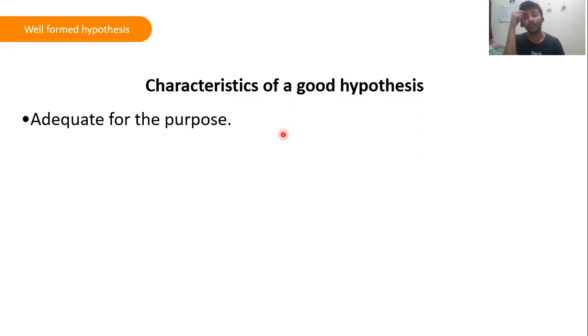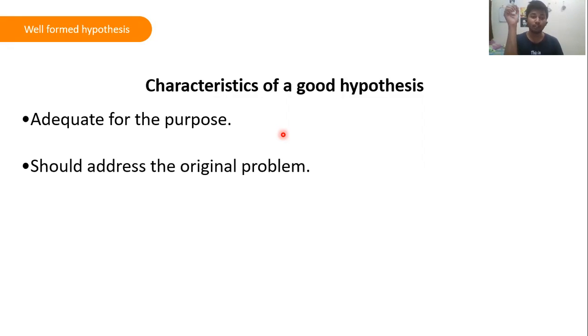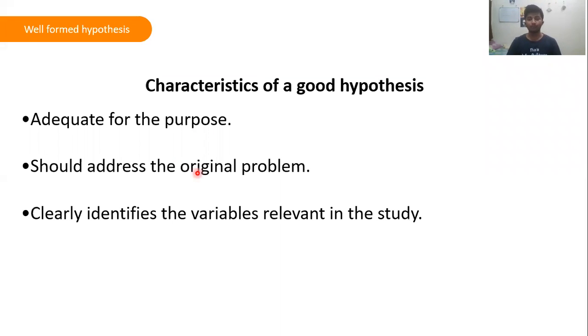Like first, it should be adequate for the purpose. Whatever you want to do, does your hypothesis tell that? It has to be adequate for the purpose. It should address the original problem, the research question you had in mind. In the process of forming a hypothesis, you must have seen we have to edit it many times. When we narrow it down, we have to edit. When you apply the final criteria, we have to edit. When you apply the PICO criteria, we have to edit. But it should not be that while editing it deviates from the original problem. So it should address the original problem.